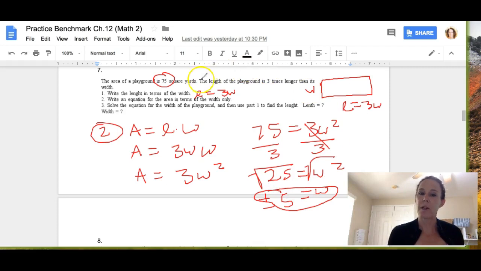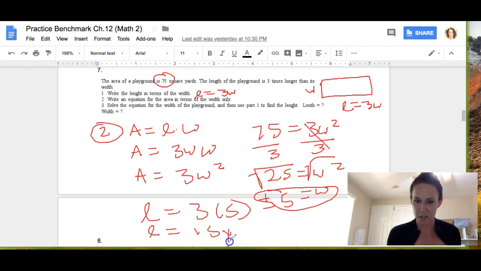Now I can come up here and use part 1 to get my length. My length is 3 times my w. So length equals 3 times 5. And my length is going to be 15. And that all is in yards. And I'd like you to write your units. So the width is 5 yards.